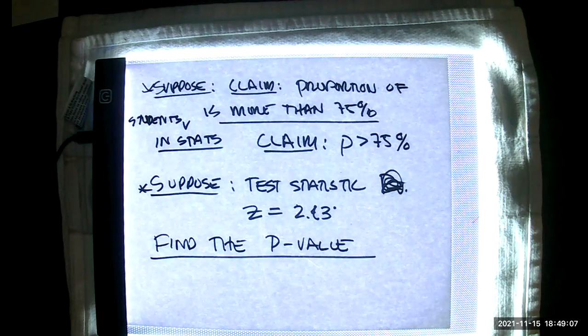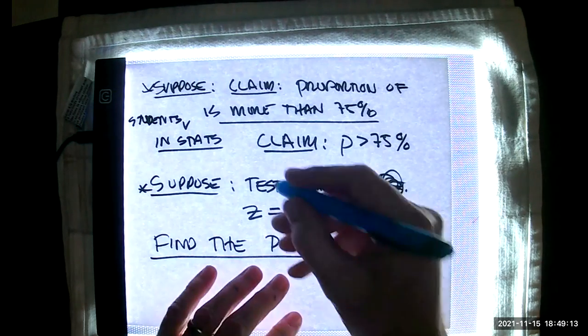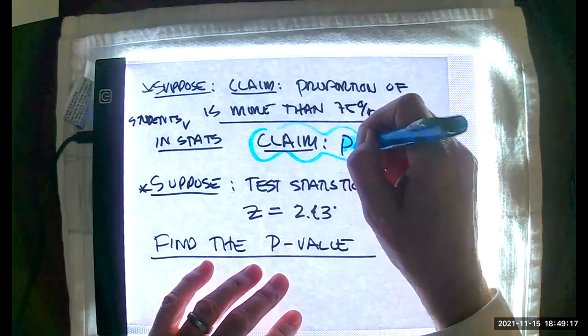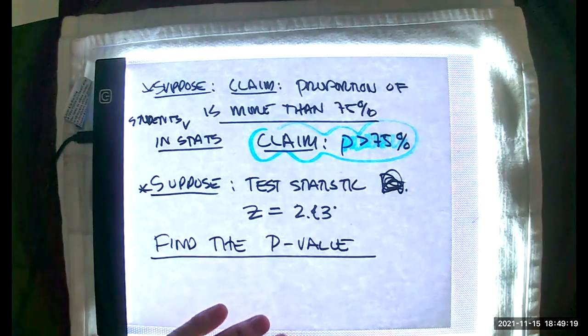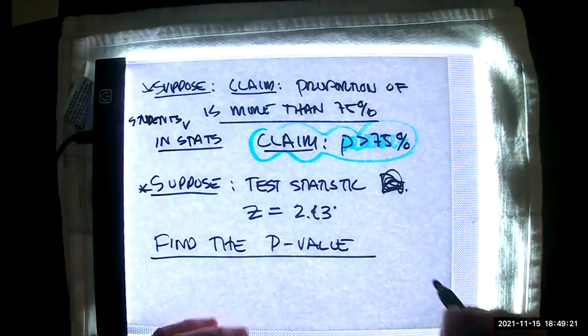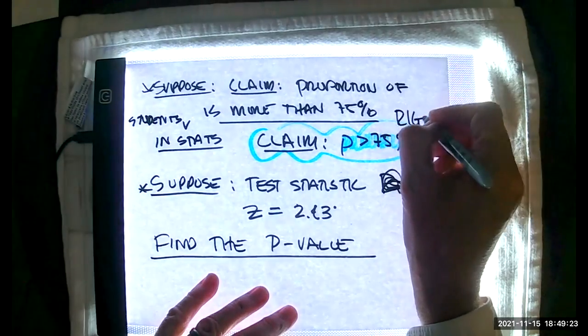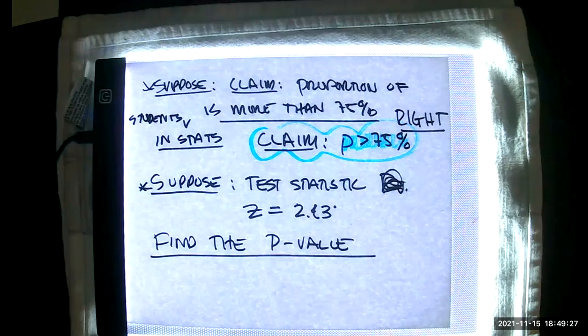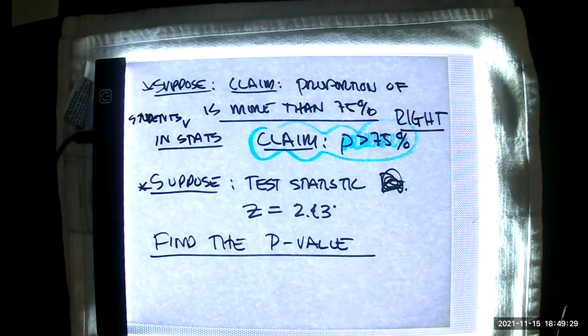All right, so I have to give you a claim. That claim has to be in terms of the alternative hypothesis. I've got to be able to pick out the tail of the test. So this is a right tail test, and I can see that because of the inequality. My z-value is positive.